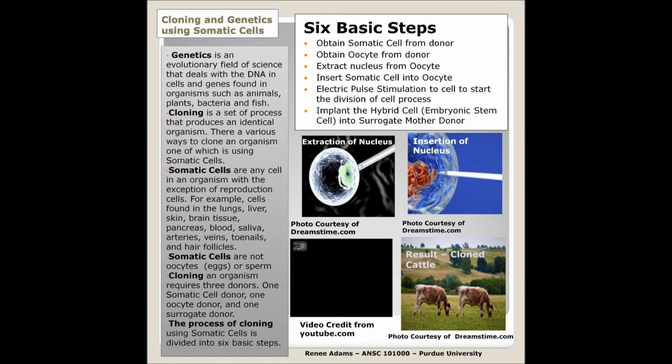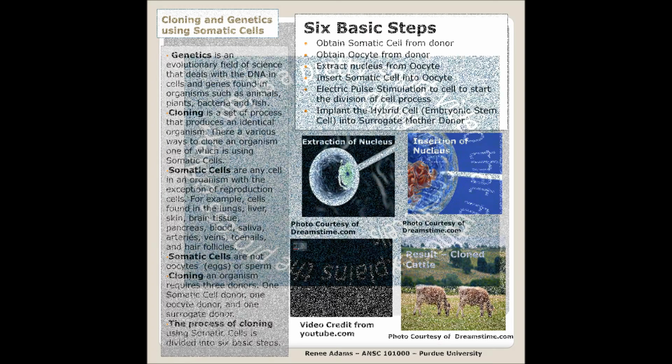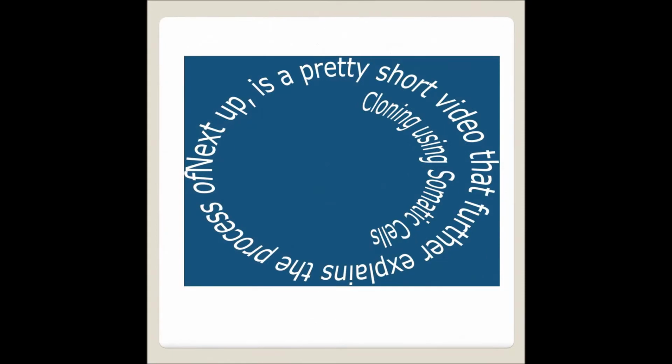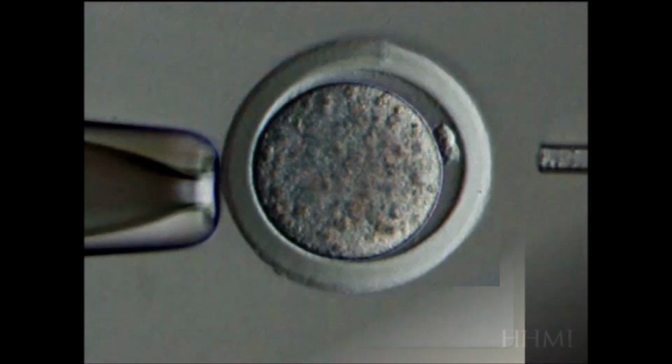The first picture is of a donor oocyte having the nucleus extracted. The second picture is of an oocyte having the embryonic stem cell inserted into the donor oocyte. The third picture represents the cloned animals after the process has completed. Next is a short video that further explains the process of cloning using somatic cells. This video is prepared by my colleagues Dieter Egli and Kevin Egan.